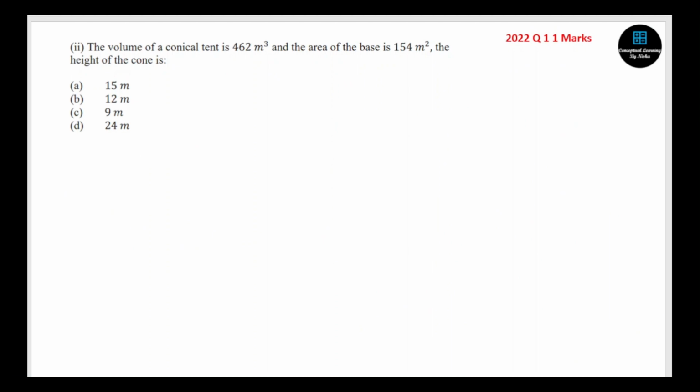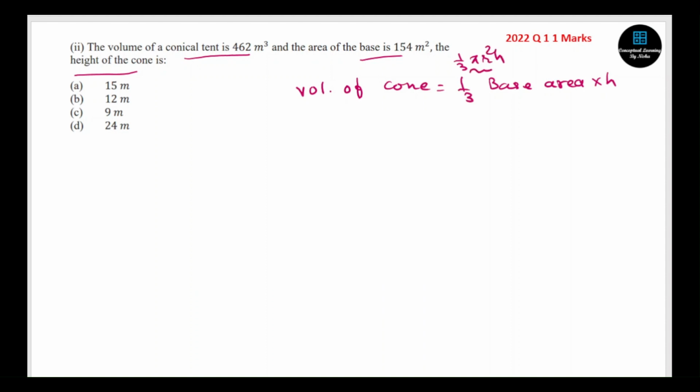Okay. So the volume of the conical tent is given, and the base area is given. You have to find the height of the cone. Alright. So you can simply use this formula. See, volume of cone equals 1/3 base area into h. See what it is, 1 upon 3 pi r square h. Correct? That is the formula we have learned. Now pi r square is nothing but the base area. So I can use this directly.